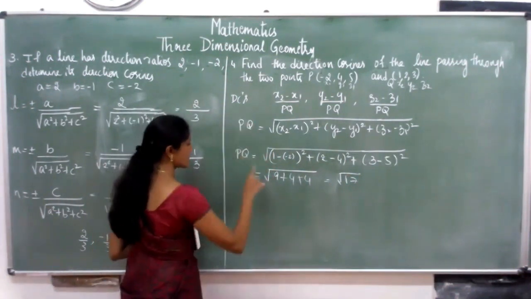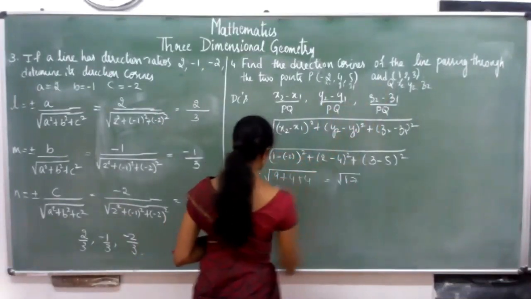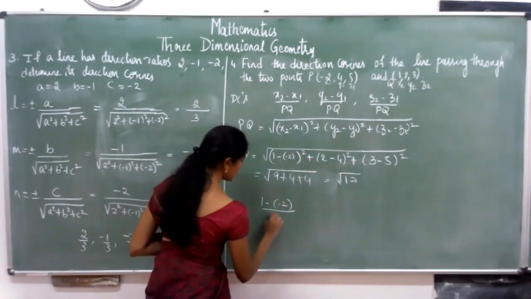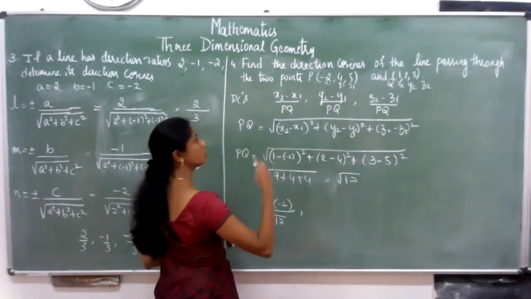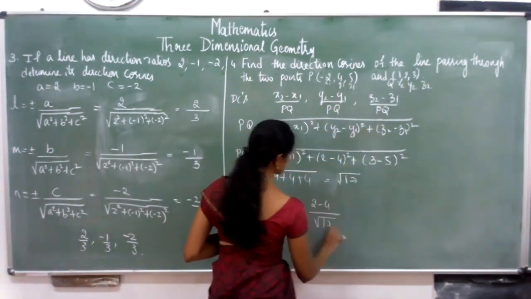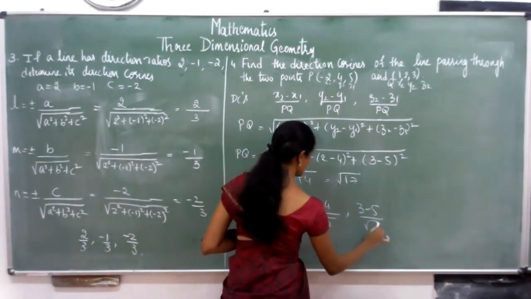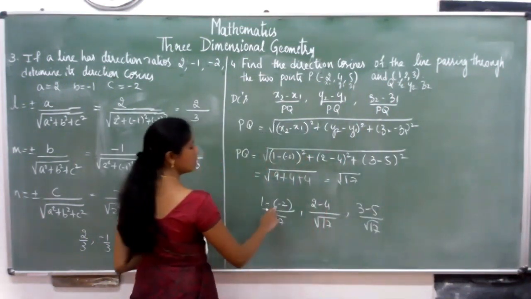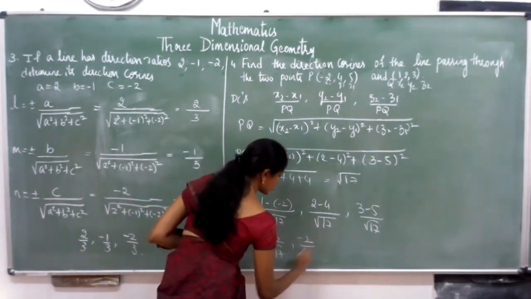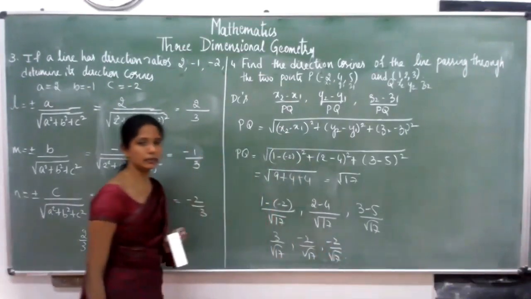Therefore, what are the direction cosines? They are given by (x2 minus x1) by PQ. So x2 is 1 minus x1 which is minus 2, divided by PQ, which is root 17. Next, y2 minus y1, that is 2 minus 4, divided by root 17, and z2 minus z1, it is 3 minus 5 divided by root 17. Therefore, it is 3 by root 17, minus 2 by root 17, and minus 2 by root 17.